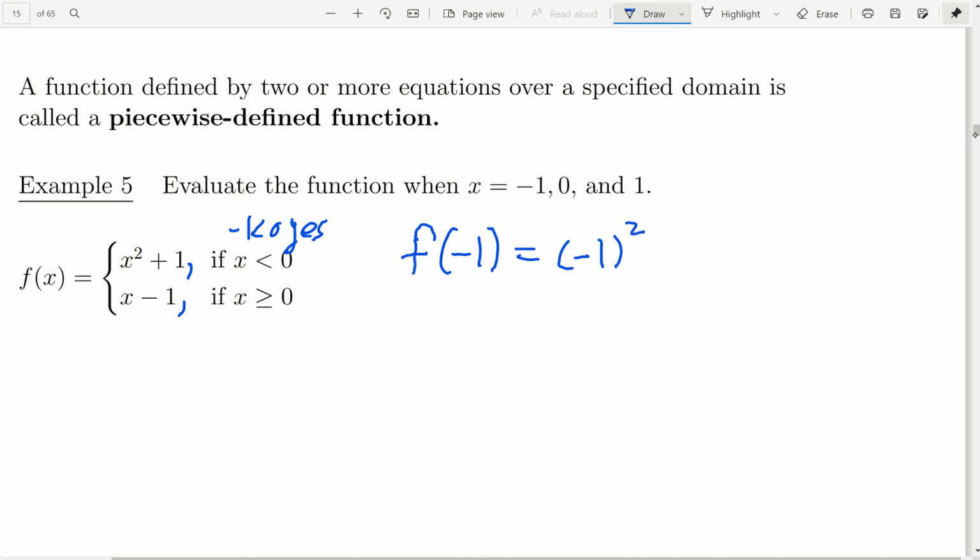This is going to be -1 squared plus 1, which is 1 plus 1, which is 2. So f of -1 equals 2. Whenever we work with piecewise defined functions, it'll always be the case that whatever x value you use will only ever satisfy one of the test conditions.